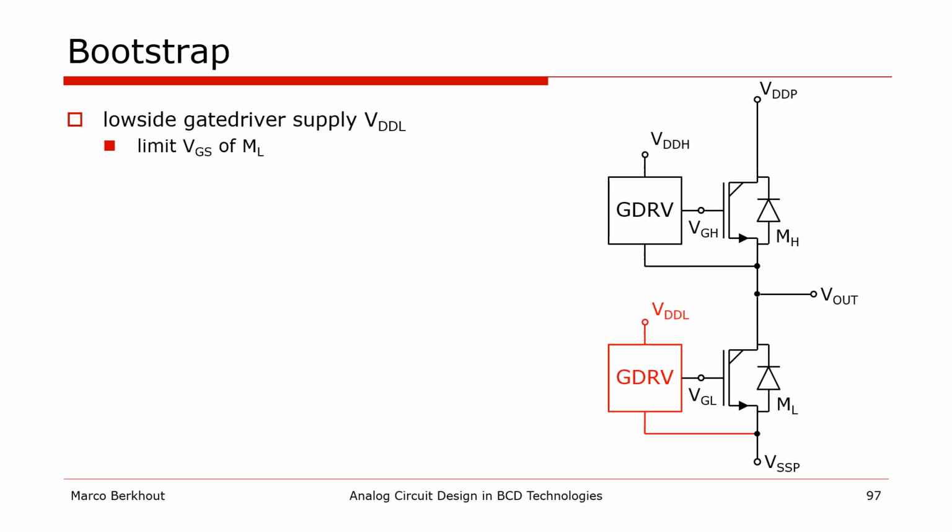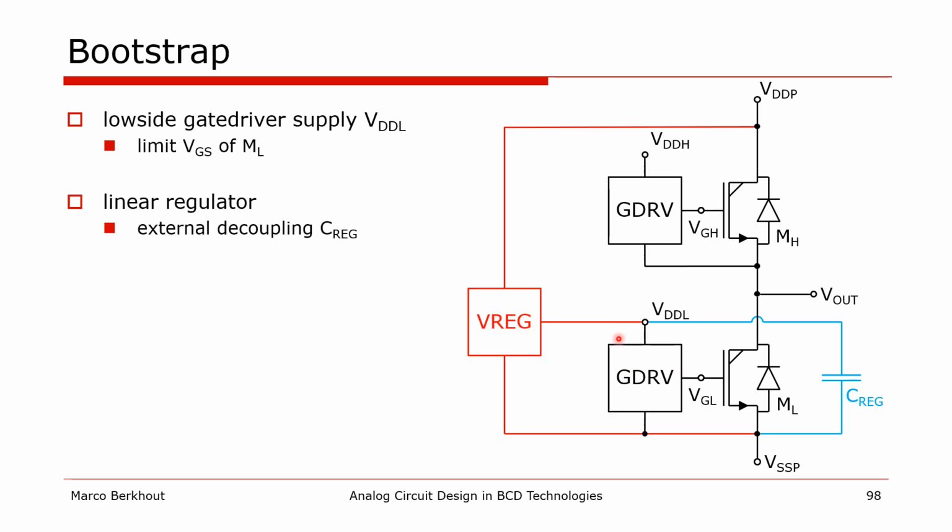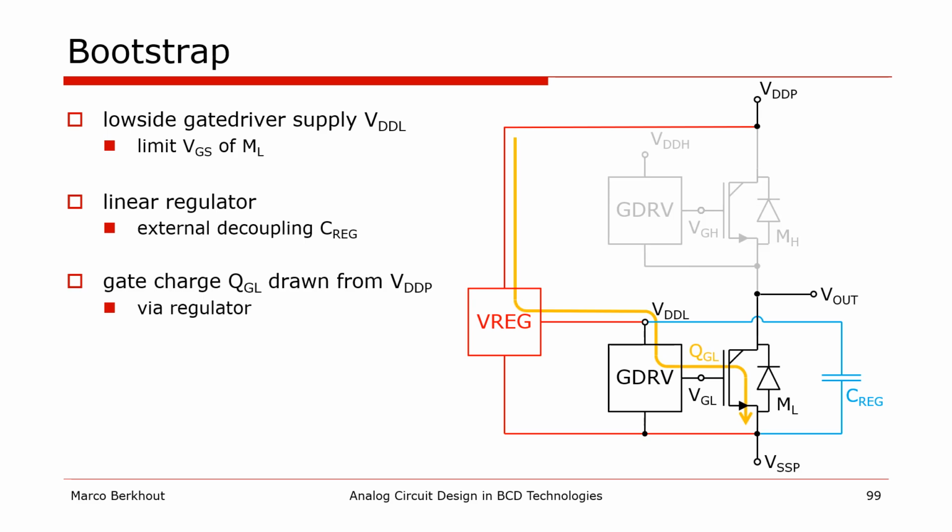First, we take a look at the low side. The low side gate driver connects to a supply voltage VDDL referred to the power ground VSSP, and this automatically limits the gate source voltage of the low side power FET. The supply VDDL is usually generated with a linear regulator with an external decoupling cap. So when the low side power FET is turned on, the gate charge is drawn from the main supply through the regulator.